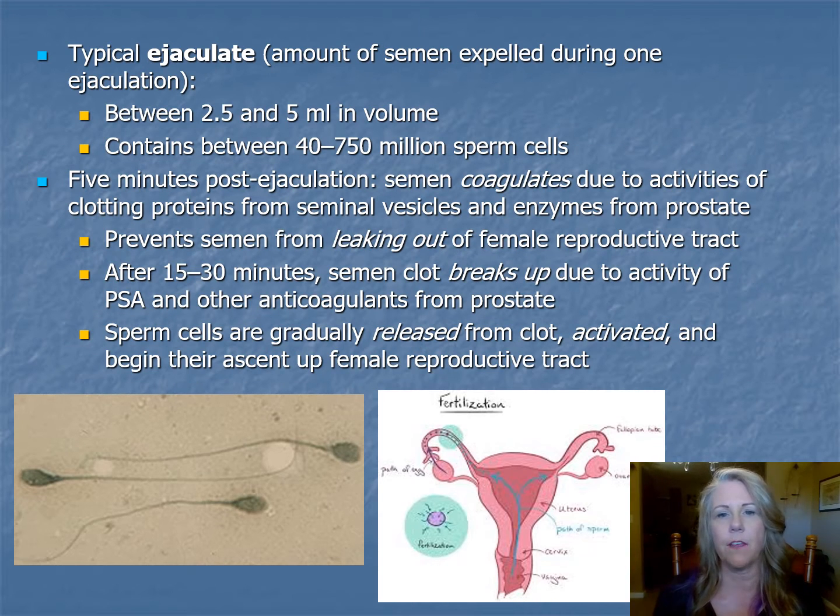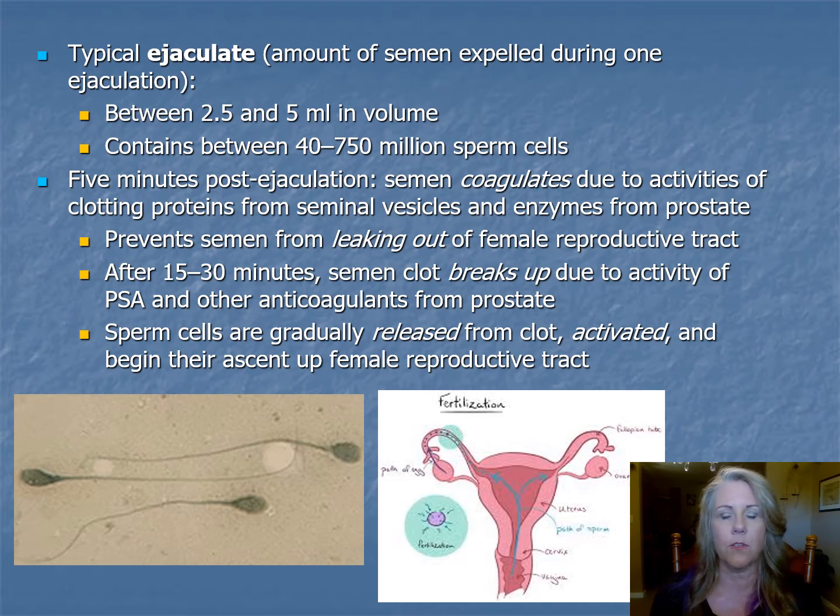Okay, a typical ejaculate, the amount of semen expelled during one ejaculation, is between 2.5 and 5 milliliters in volume. It contains between 40 and 750 million sperm cells. Now, 5 minutes post ejaculation, the semen coagulates due to the activities of those clotting proteins from the seminal vesicles and enzymes from the prostate. It prevents the semen from leaking out of the female reproductive tract.